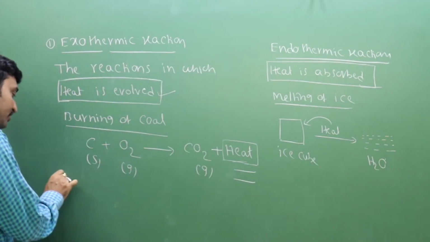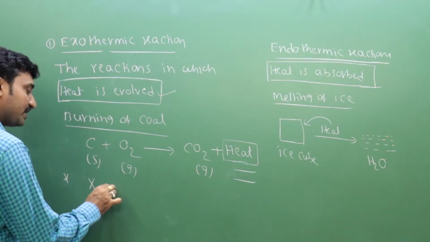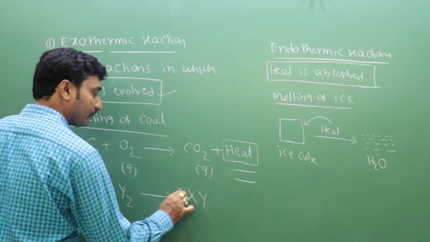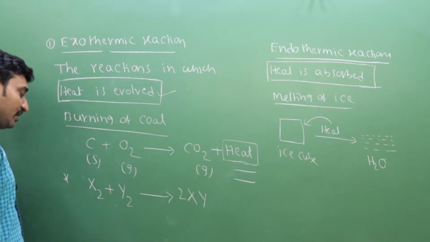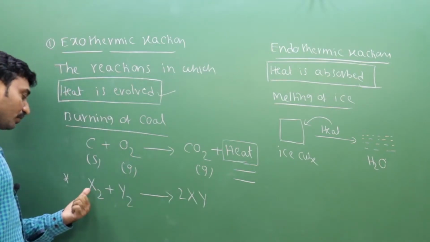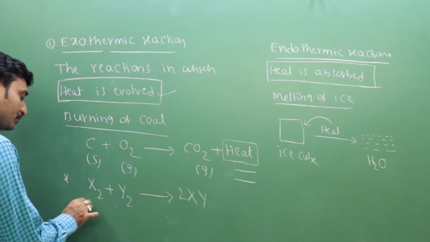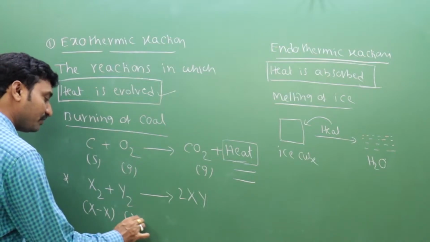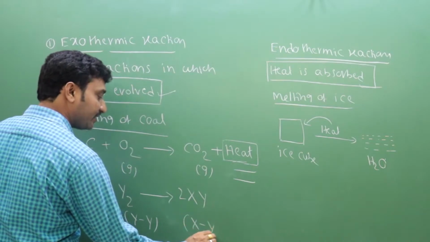Generally, in exothermic reactions, for example, X2 plus Y2 gives rise to XY. Here X2 is a reactant, Y2 is a reactant, XY is the product. In X2 there is a bond between X and X. In Y2 there is a bond between Y and Y. And in XY there is a bond between X and Y.